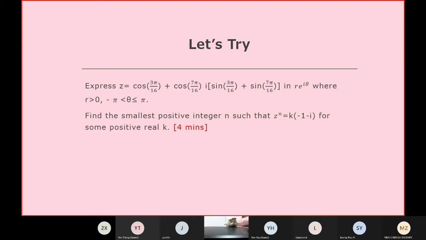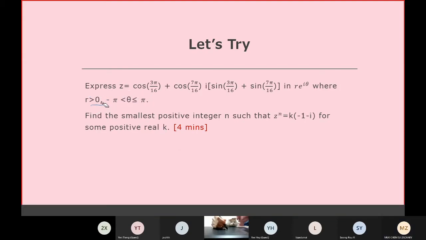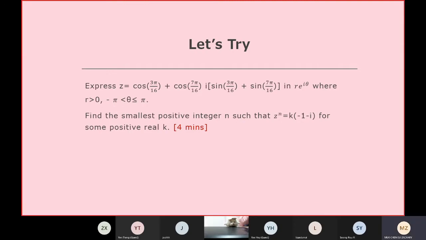All right, so let's try this out together. Same idea, but first, you will try to express z in r e^(i theta). I'll give you 2 minutes for expressing that, and then I'll guide you through the next part. All right, the first part is slightly familiar, hopefully.